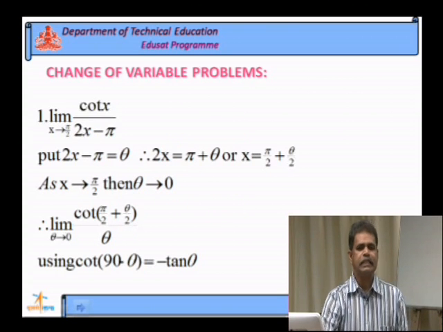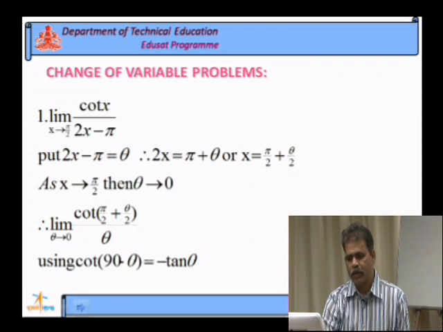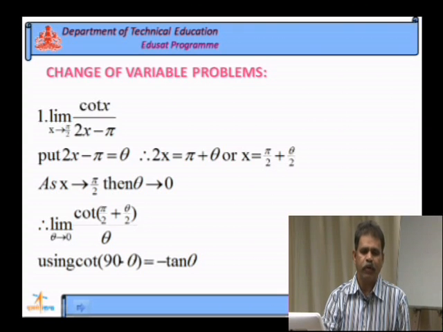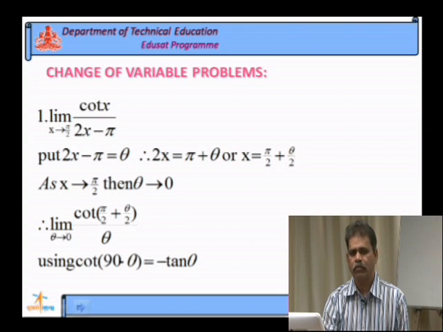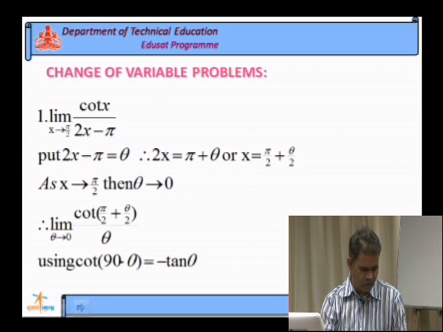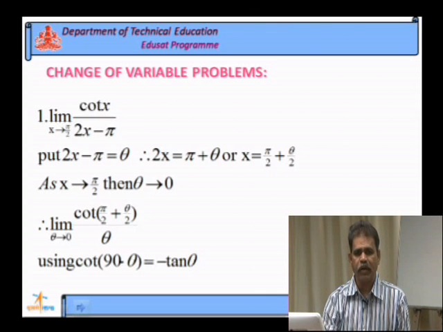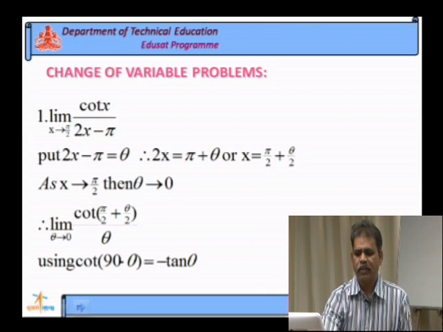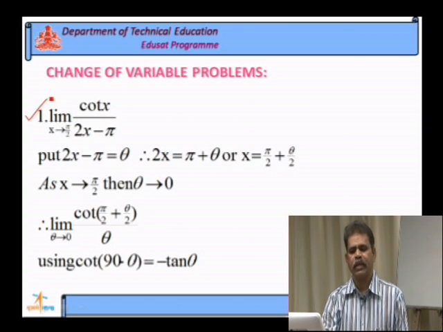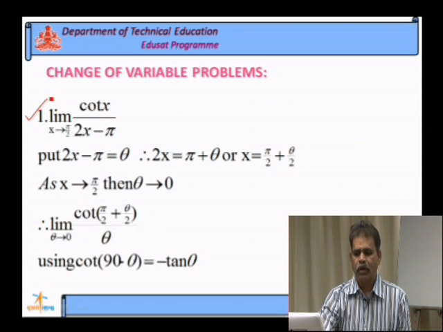We can also see the change of variables, where the problem is given in one variable. If you apply the limit, it will become 0 by 0 or infinity by infinity form, that is an indeterminate form. Hence, we have to change that variable. I will show one example. See this: limit as x tends to pi by 2 of cot x divided by 2x minus pi. If I put pi by 2, it will become 0 by 0 form.